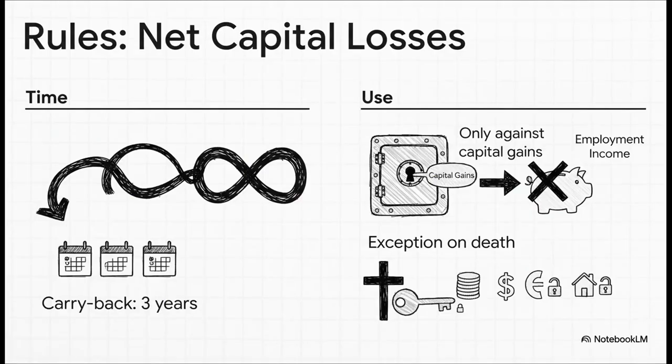And here we find a classic trade-off in tax law. The upside is huge. You can carry these losses forward indefinitely. There's no expiry date. But the catch, and it's a big one, is that you can generally only use these losses to offset capital gains. They can't reduce your employment or business income. Now, there is one major exception. In the year of an individual's death, any remaining net capital losses can be used to offset any type of income, which can be a significant planning point.